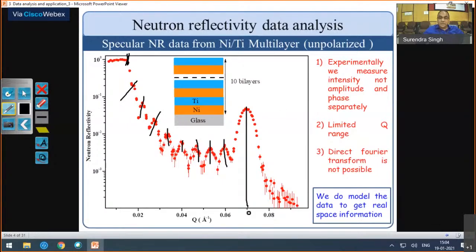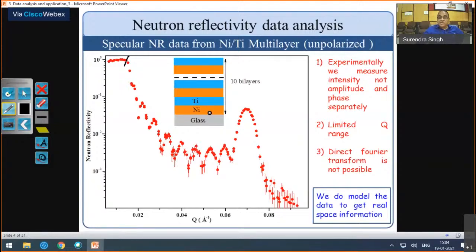If you do 2 pi by this Q, it will give you the bilayer thickness, and the delta Q between two Kiessig oscillations will give you the total thickness. So without analyzing the neutron data, you can get this kind of information.